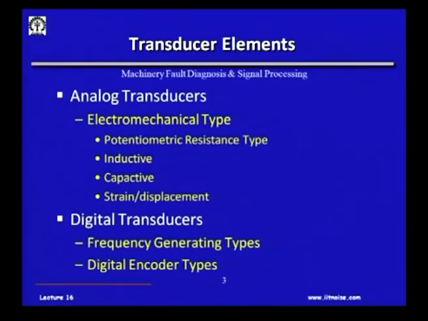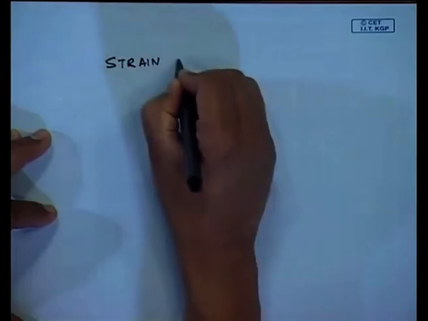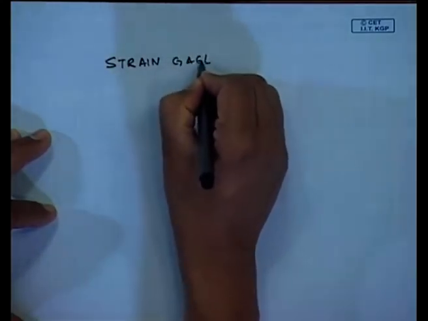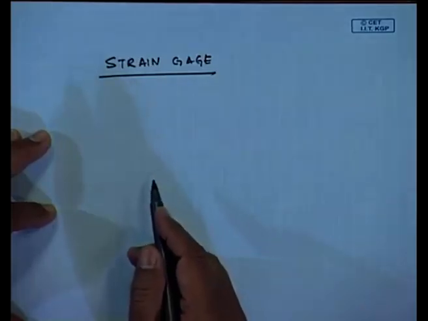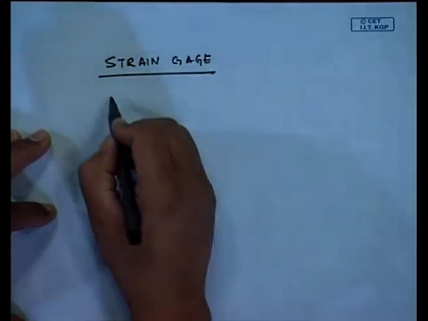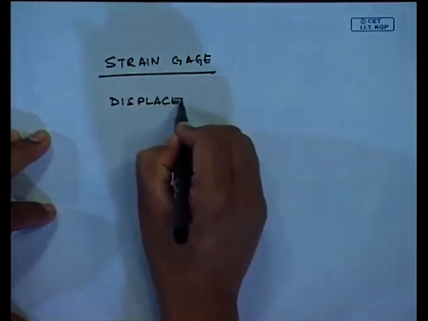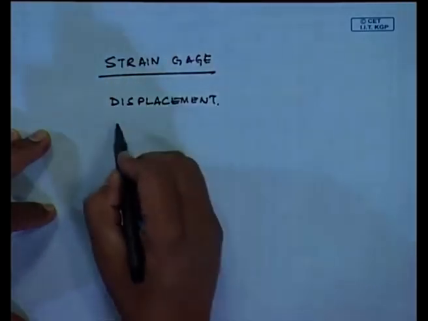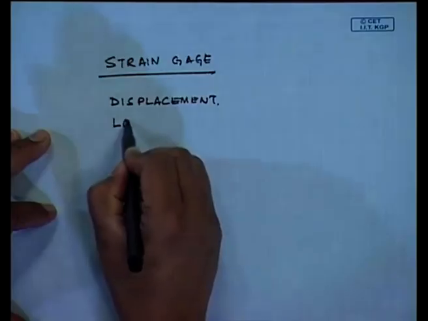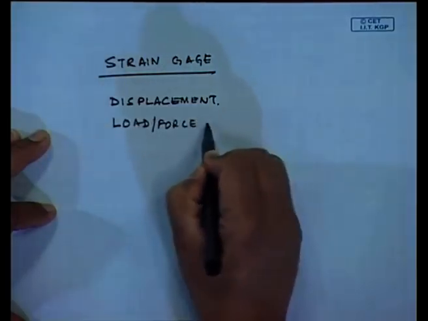I will just give an example here. For example, all of you know what an electrical resistance strain gauge is. It measures strain. But you see, this strain gauge could be used to measure a mechanical parameter, displacement, or another mechanical parameter such as a load or a force, which are actually load cells.